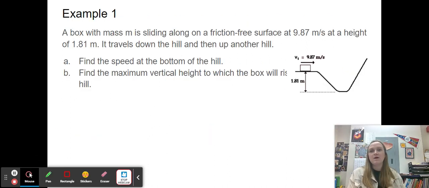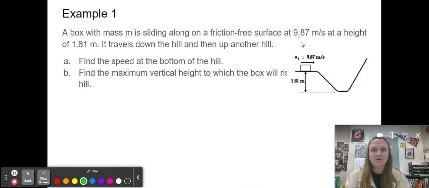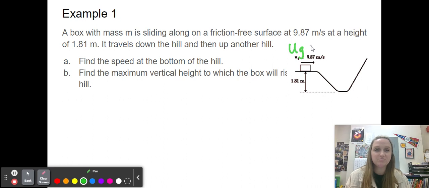So in our example 1, we've got a box of mass m sliding along a friction-free surface at 9.87 meters per second at a height of 1.8 meters. It travels down the hill, then up another hill. So we're going to start by figuring out what the speed is at the bottom of the hill. Sorry, my picture's a little off, but that's really fine. So looking at this, at the beginning, I have height, so I have gravitational energy, and it's moving, so I have kinetic energy here. So that's our beginning. And then we want to know what's at the bottom of the hill. Our zero reference line is going to be the bottom. So at the bottom, I just have kinetic energy.